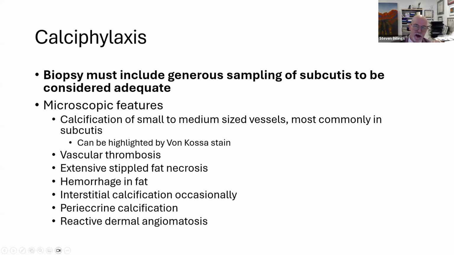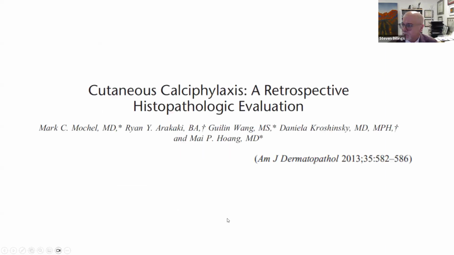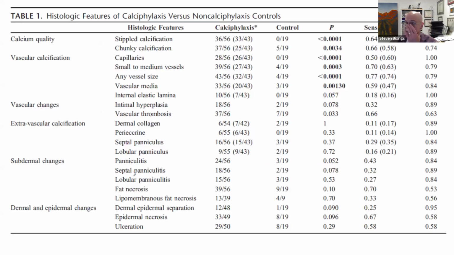We have tiny little foci of calcium in the subcutis. You can see hemorrhage in the fat. Sometimes you'll see interstitial calcification or perieccrine calcification. And another common finding is reactive dermal angiomatosis. This paper is one of the best summaries of cutaneous calciphylaxis, from Mai P. Hoang out of the Harvard system. What they found to be statistically significant, again, was stippled calcification in the fat, chunky calcification, and calcification of capillaries to small to medium, or really any vessels, all very characteristic of calciphylaxis.